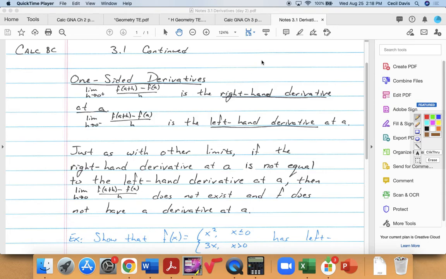Okay, so one-sided derivatives. We looked at this a little bit, yes? Well, we did it in that homework problem, but the homework problem was meant to be a think about this and see if you can figure it out. But now that we've done it, here, let me give you the notes on it.